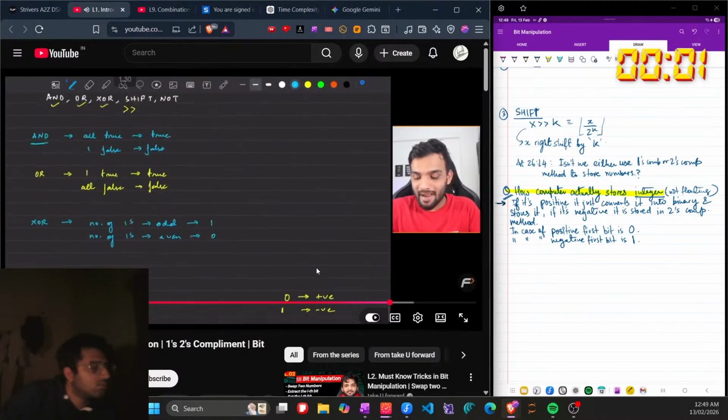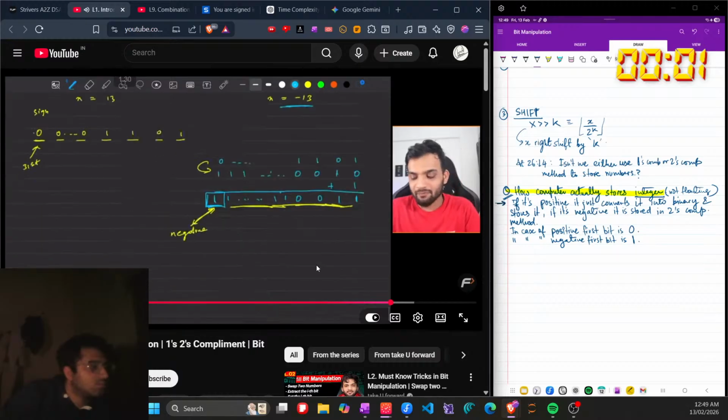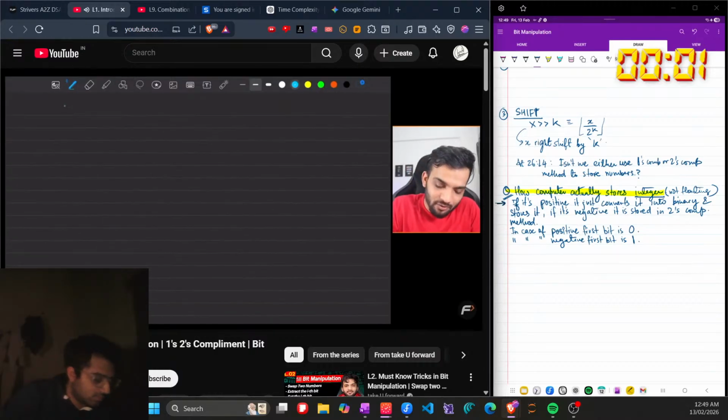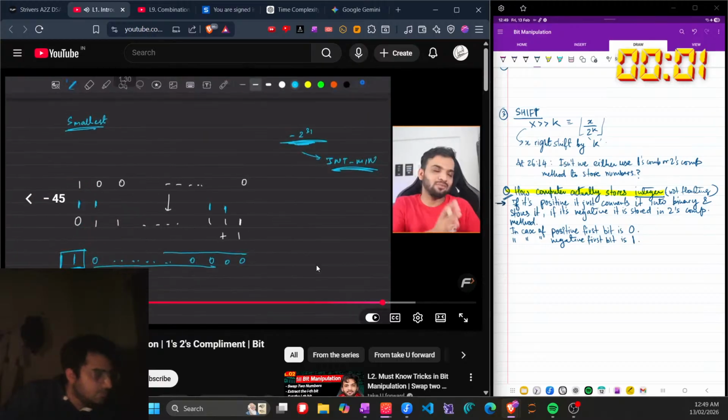So it is time to come back to the left shift operator. Let's understand the left shift operator in depth. This is the minimum value that you can store in.